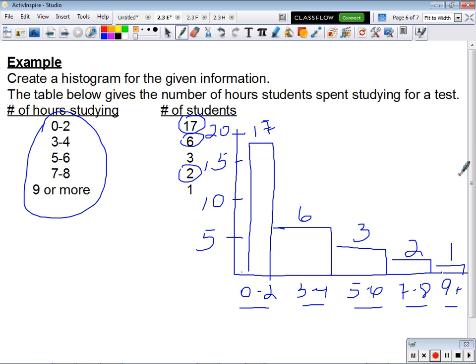So at this point, what you're going to want to do is take your assignment, flip over your answer sheet, and work on the assignment practice problems 2.3e, staple everything together and turn it in when you're finished.